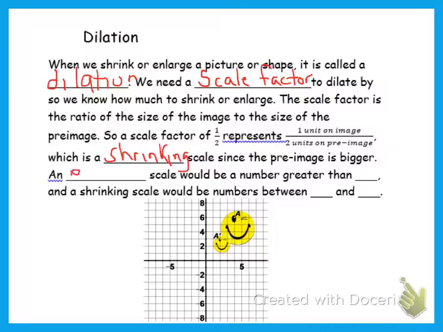An enlarging scale would be a number greater than 1. And a shrinking scale would be between the numbers 0 and 1.